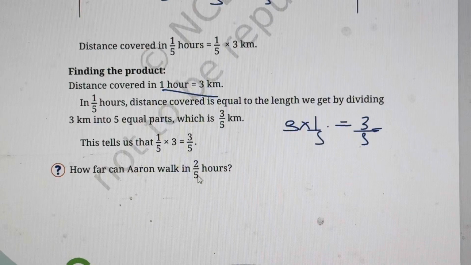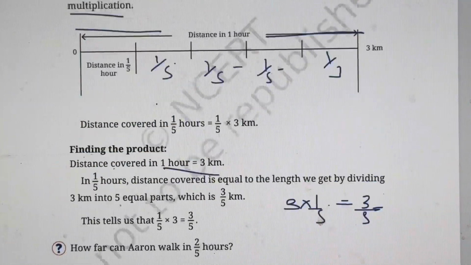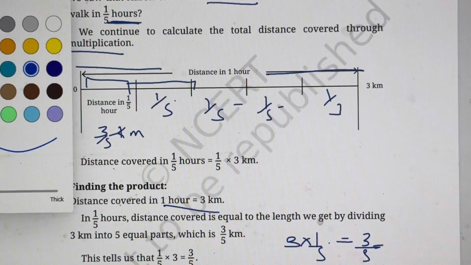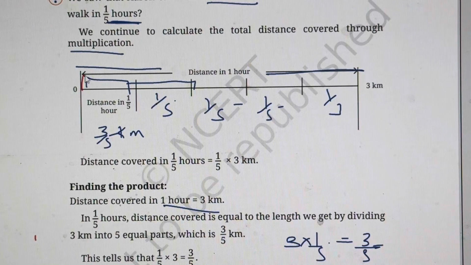That was for 1/5 of an hour. Now if they ask how far can Aaron walk in 2/5 of an hour? Once we get that he can walk 3 upon 5 kilometer in 1/5 of an hour, now they are asking for 1/5 and 1/5, that is 2/5. If I change the color, 2/5 is 2 times 1/5. So if 1/5 is 3 upon 5 kilometer, then one more 1/5, that is 2 times 1/5.